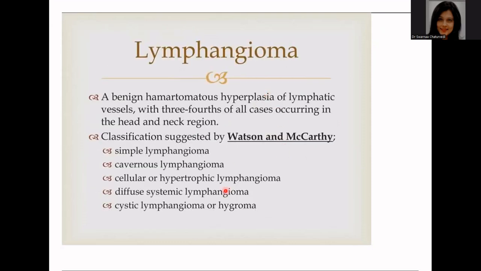The next lesion is lymphangioma. These are benign hamartomatous hyperplasias of the lymphatic vessels, and three-fourths of all cases occur in the head and neck region. Now, Watson and McCarthy have also classified lymphangioma, namely simple, cavernous, cellular, diffuse, and cystic lymphangioma.